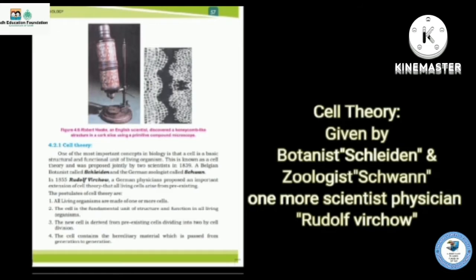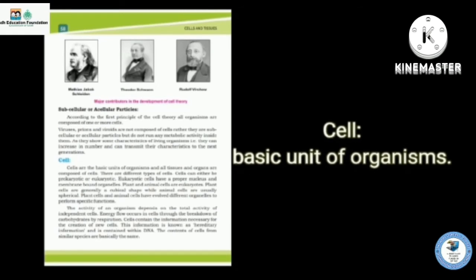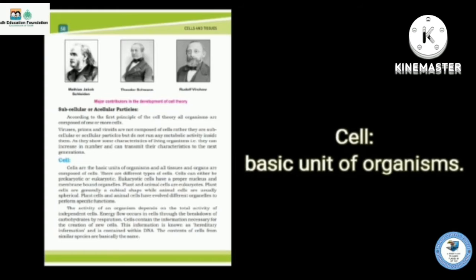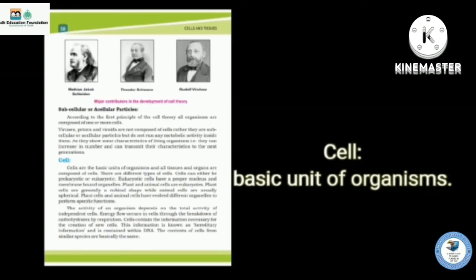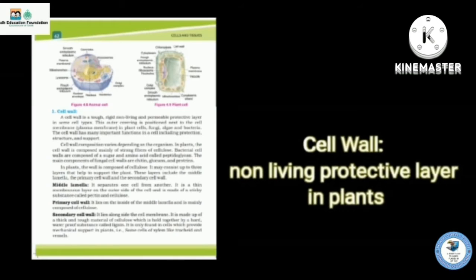Now the other topic is cell theory, given by three scientists, Schleiden, Schwann and Rudolf Virchow. Now, the cell is the basic unit of an organism. All things are made up of cells. There are two types of cells, eukaryotic cell and prokaryotic cell.